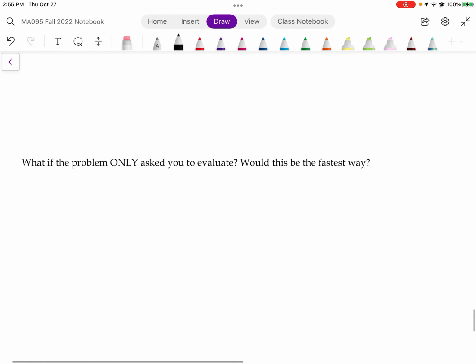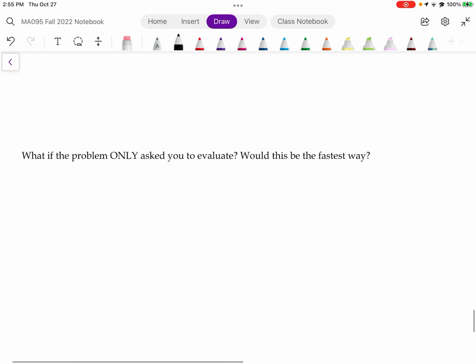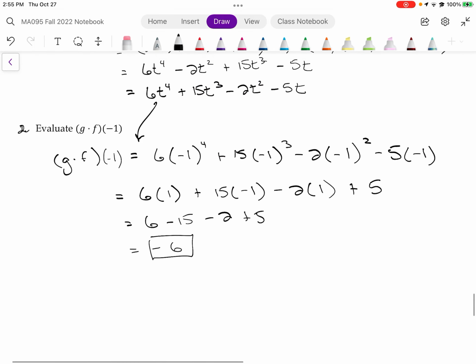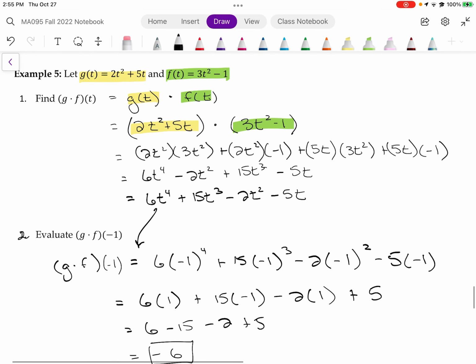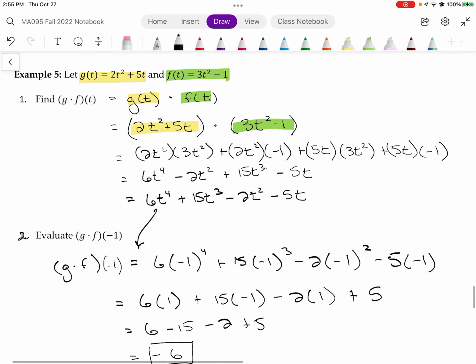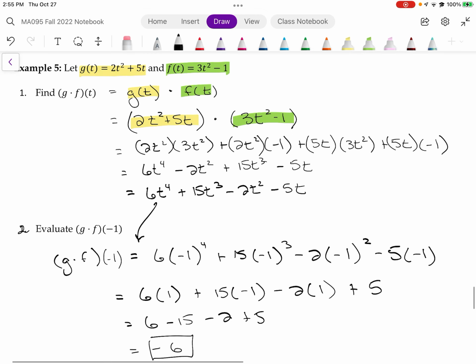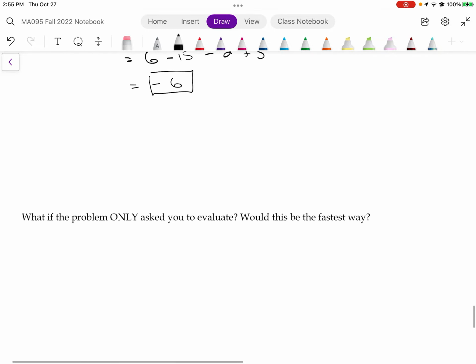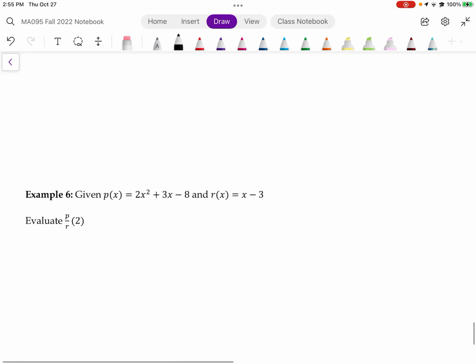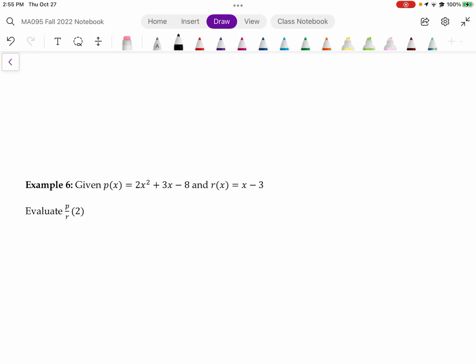Okay, what if the problem only asked you to evaluate? Would this be the fastest way? So which one is the fastest way if it only asked you to evaluate? So what I would probably do if it asked me to evaluate is to evaluate each one separately and then do the math. And I'll show you what I mean by that, because this time we're given division. So we're supposed to find p over r of 2, which is the same thing as p of 2 over r of 2. So let's find p of 2.